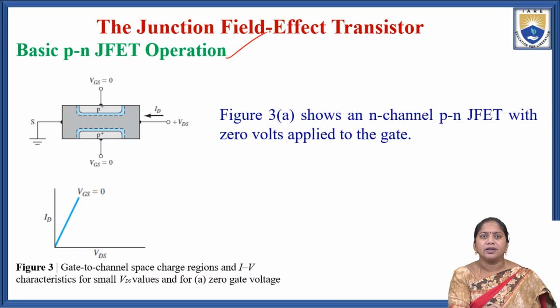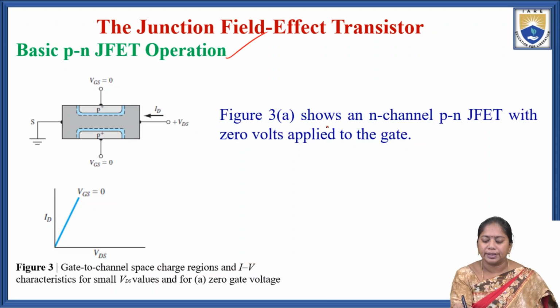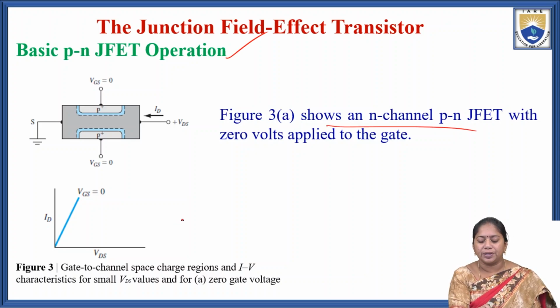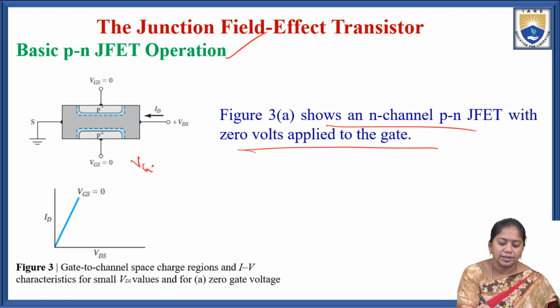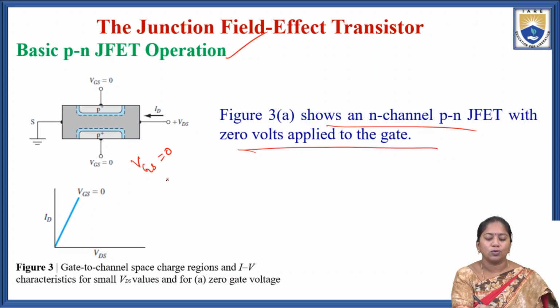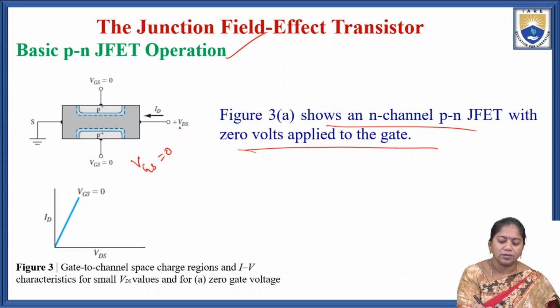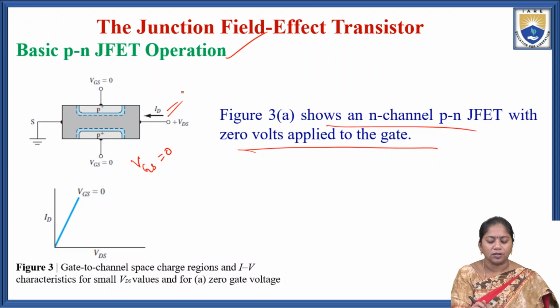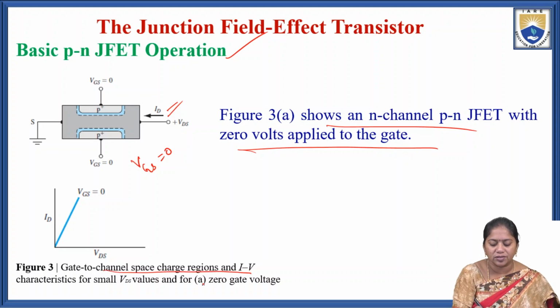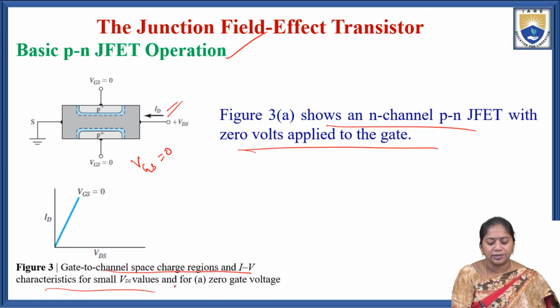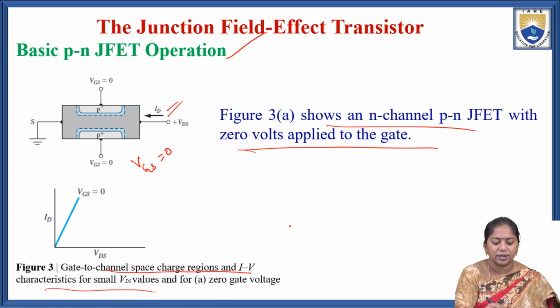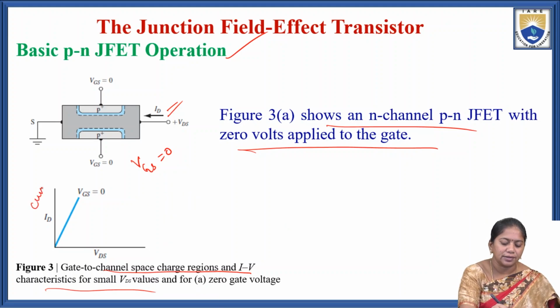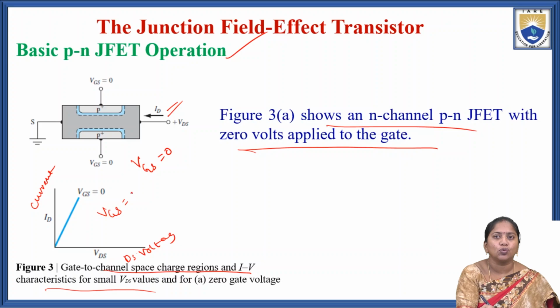Now the basic PN JFET operation. Figure 3A shows the N channel PN JFET with 0 volts applied to the gate, so VGS equals 0. The gate source voltage is 0, and this is the drain current. These are the IV characteristics for 0 gate voltage, with the drain current on the y-axis and the drain source voltage on the x-axis. Here VGS, the gate source voltage, is 0.